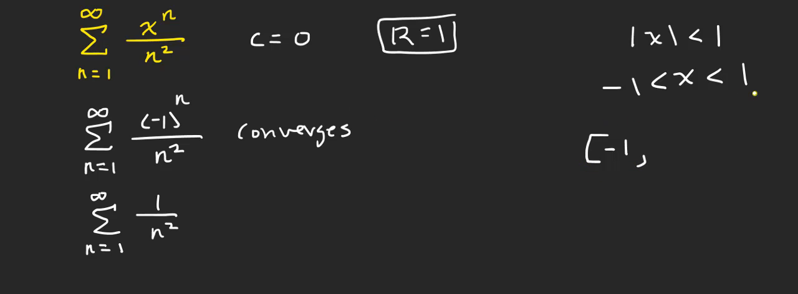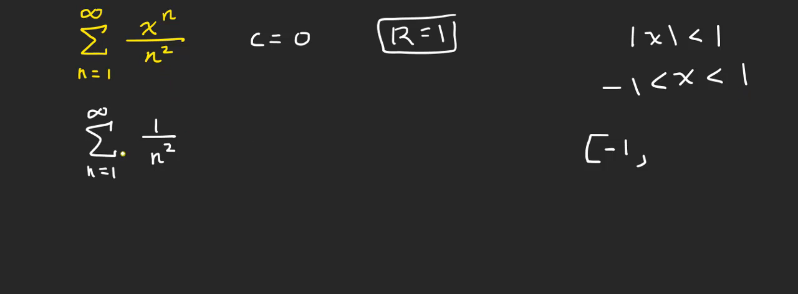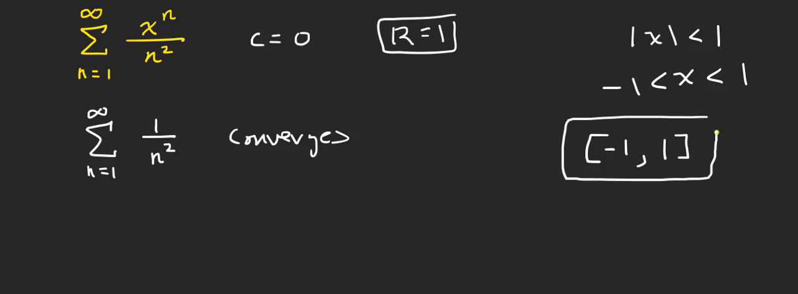And now we need to check what happens at 1. When x equals 1, you get this. And you know that this series converges by the p-series test. So that means we could also include positive 1. So therefore, the interval of convergence is from negative 1 to 1, including negative 1 and 1.